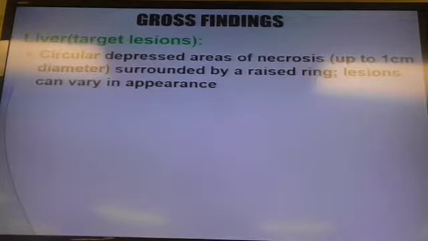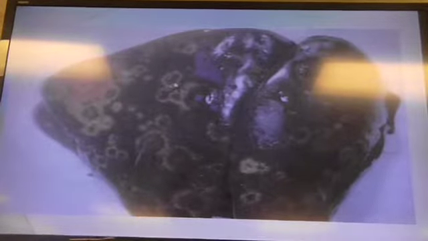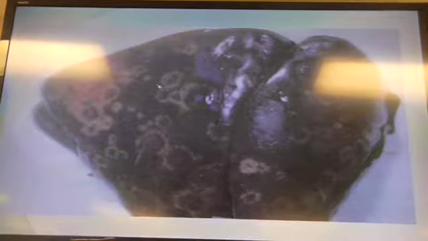The liver lesions are target in appearance, so they're multifocal areas of necrosis and they have this raised ring appearance. This is what I mean by a target lesion. As you can see, it's round and circular, and then you have a depressed area in the center, and they're multifocally located throughout the liver. So that's the liver in this bird. And this is another bird with this same disease, these rounded circular regions throughout.